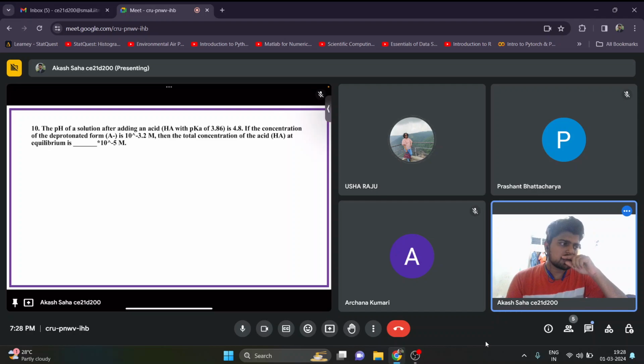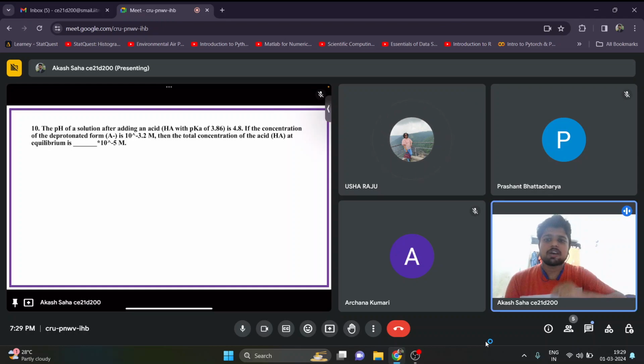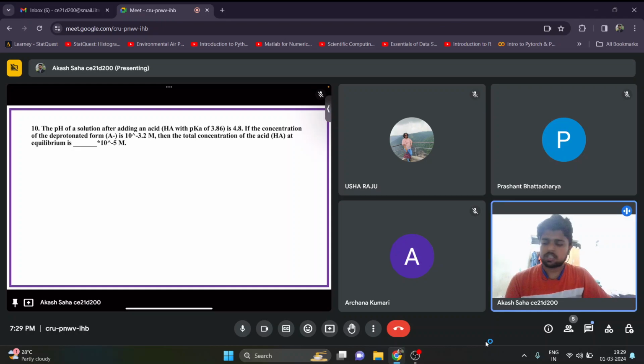What you are saying is that at equilibrium, whatever is the concentration of A minus, that is 10 raised to minus 3.2, the same should be for H plus as well. No, we are finding out the concentration of HA, the acid at equilibrium. The pH is already given. Okay, so basically, I'll try to solve the problem.